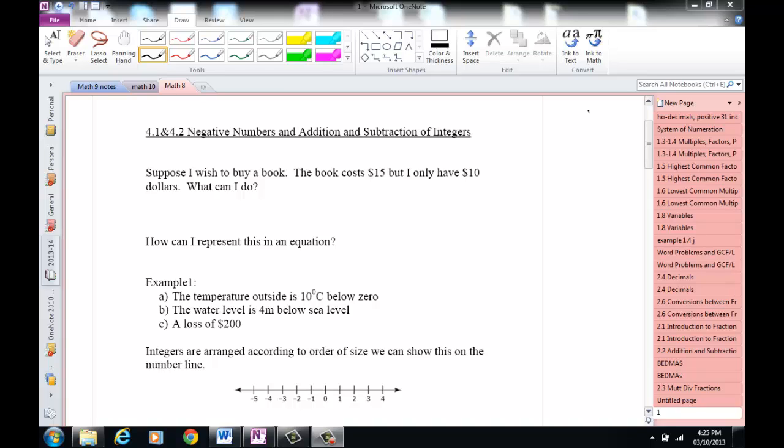Okay, so today we're going to start a new unit, and our first lesson is going to be about negative numbers and the addition and subtraction of integers.